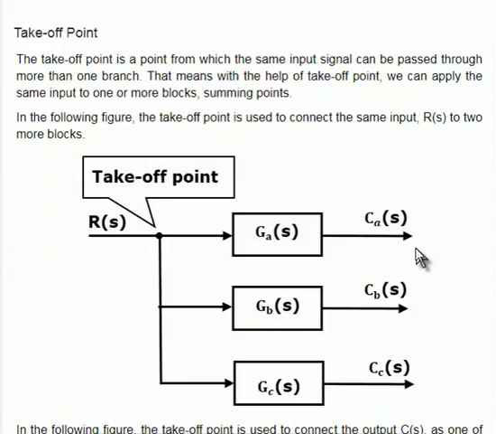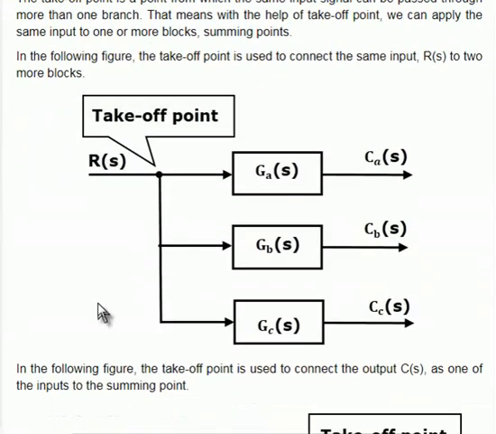Next is the takeoff point. The takeoff point is a point from which the same input signal can be passed through more than one branch. The input is the same, so we can divide that input into three blocks or three paths. That's why we are using the takeoff point. In the following figure, the takeoff point is used to connect the same input R of S to two more blocks. Along with these blocks, we have two more blocks, and for these also we have the same input.